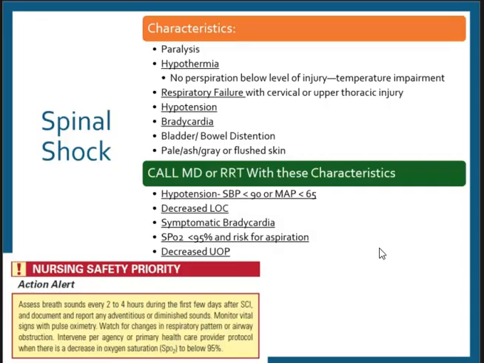So spinal shock immediately after the spinal cord injury. The vessels are vasodilating, their blood pressure is dropping, their heart rate is dropping, so they're hypotensive, bradycardic, they are hypothermic. They are no longer thinking, so decreased level of consciousness, symptomatic bradycardia. Their SpO2 is less than 95% because they're not perfusing. They don't have a good respiratory rate. MAP is less than 65, and they're no longer peeing.